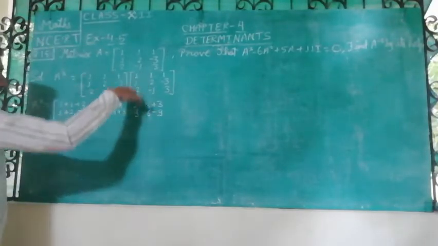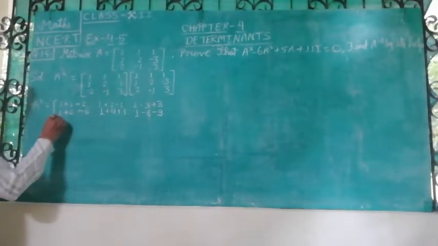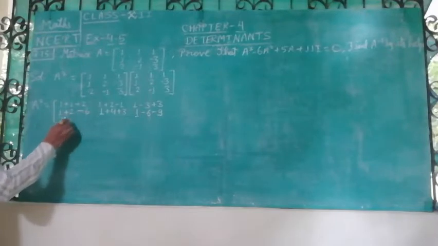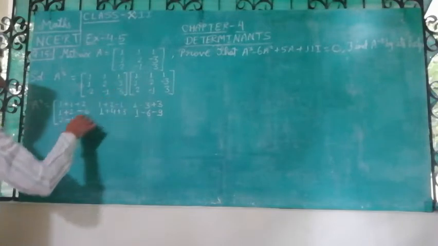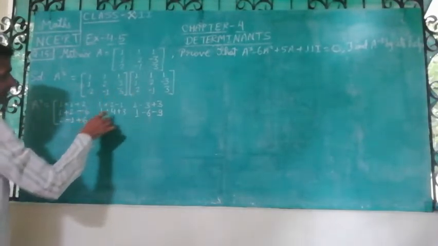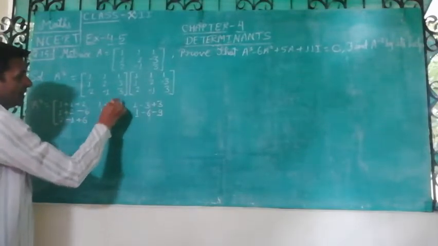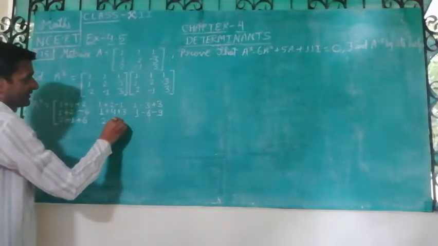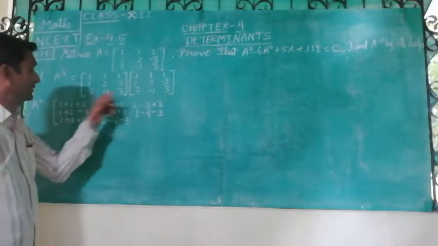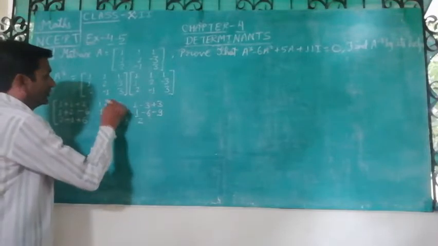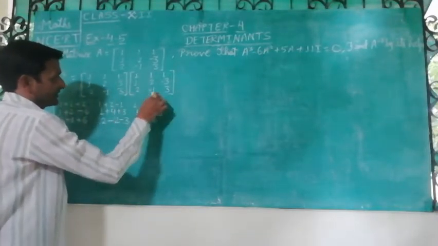Now this row is multiplied by this one. So 2 1s are 2, minus 1 plus 6. See, 2 1s are 2, minus 1 into 1, that is minus 1, and plus 3 2s are 6. Now 2 1s are 2, minus 1 2s are 2, and 3 into minus 1 is minus 3. Now this row is multiplied by this column. 2 1s are 2, minus minus plus, 1 3s are 3, and then plus 3 3s are 9.